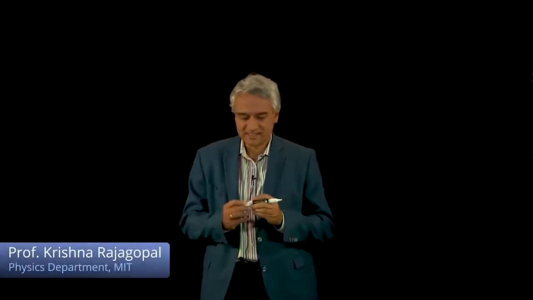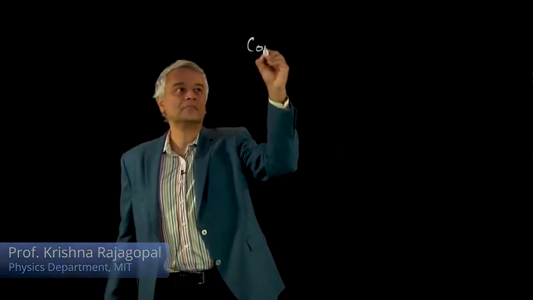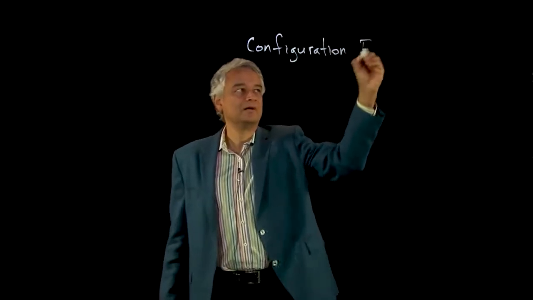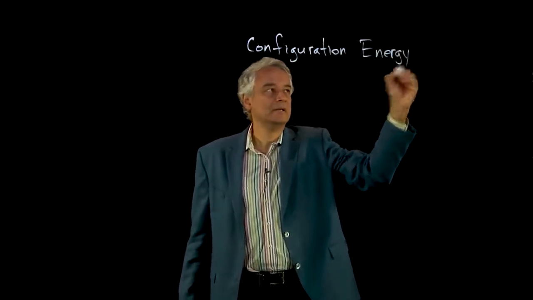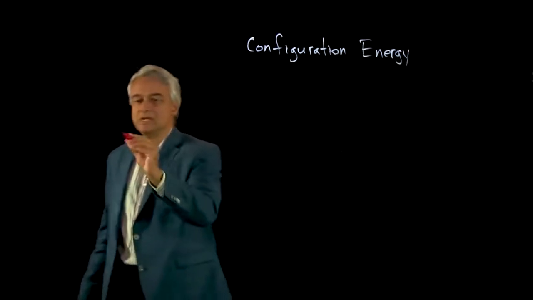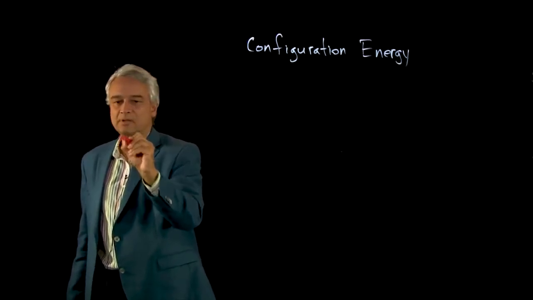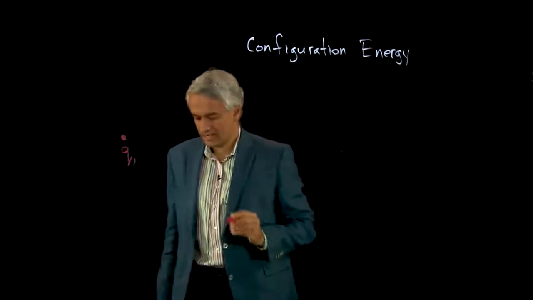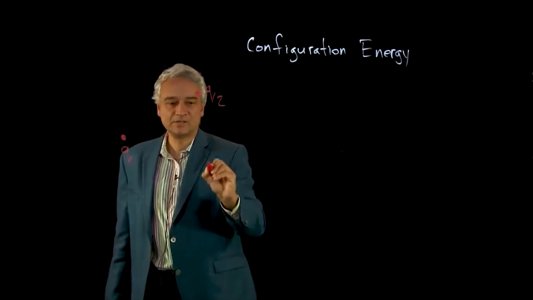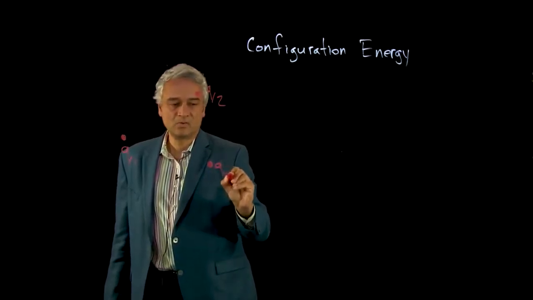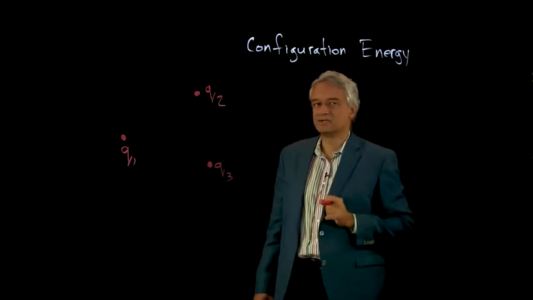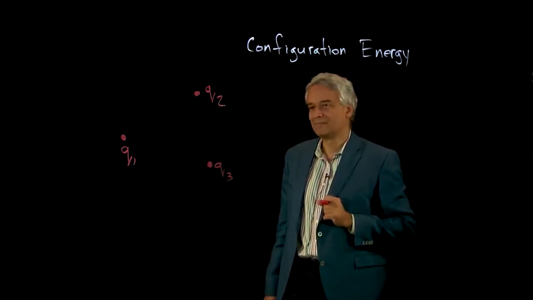So our next concept is configuration energy. This is the answer to the question of how much energy is stored in some particular configuration of charges. For example, suppose that I have some charge here, which I'll take to be Q1, and some charge here, which I'll take to be Q2, and some charge here, which I'll take to be Q3. What's the energy stored in this configuration of charge? That's the question we want to answer.